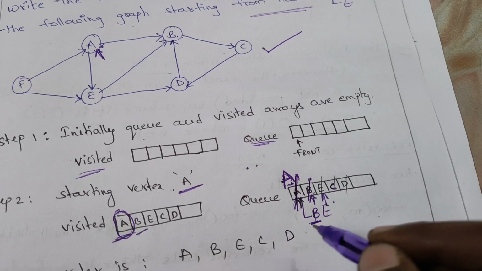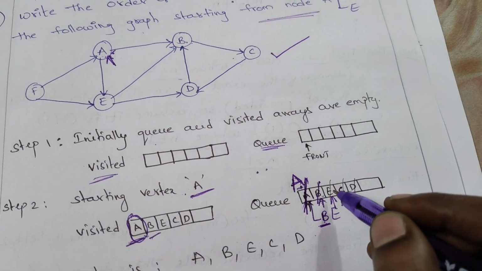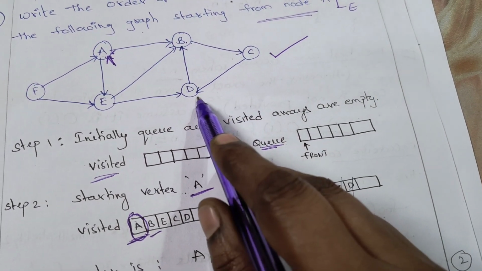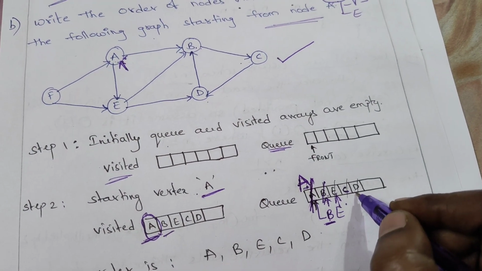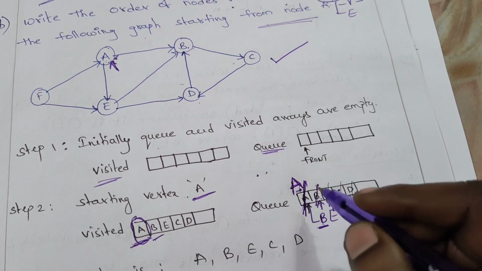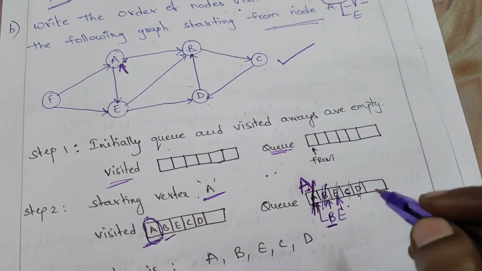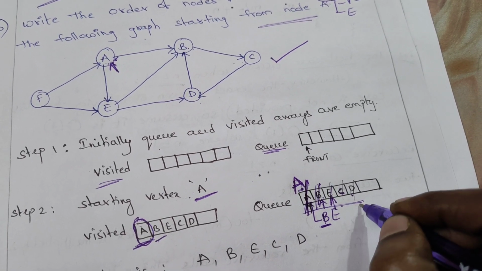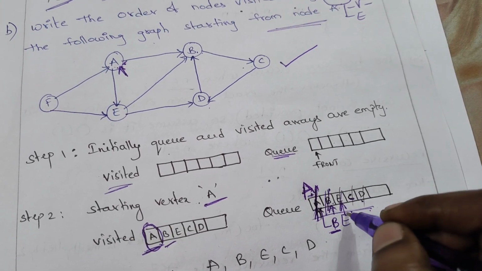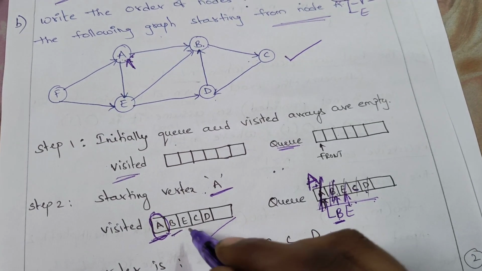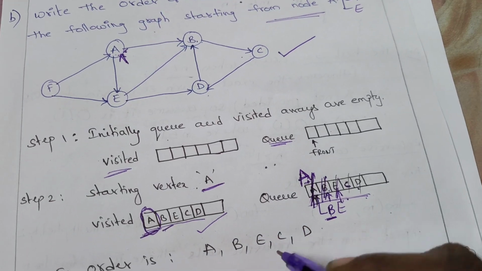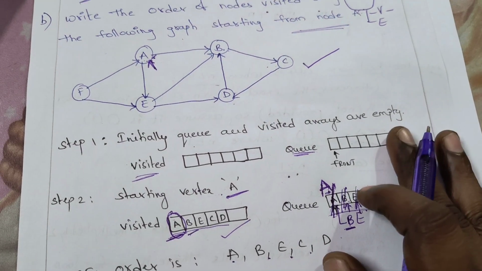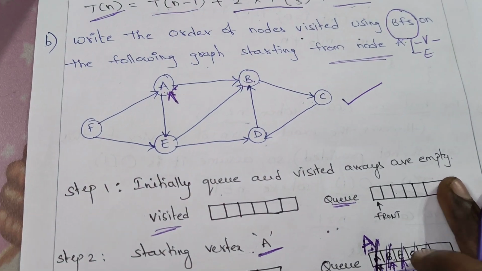Like this, you will be finding out the next thing. That means you have to find out the exploration of this E. Hence, you will find the E to D edge. So D will be enqueued. Once you finish your exploration part, you have to dequeue the other vertices. Finally, if you visited all the vertices, then the entire queue will be empty. Whichever vertices you visited will be in the visited array. Now find out the order of the visited vertices. Hence that will be A, B, E, C, D. Okay, so this is the way you have to write the BFS traversal.